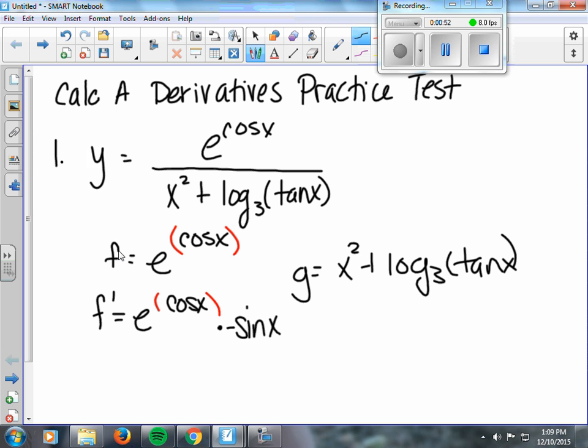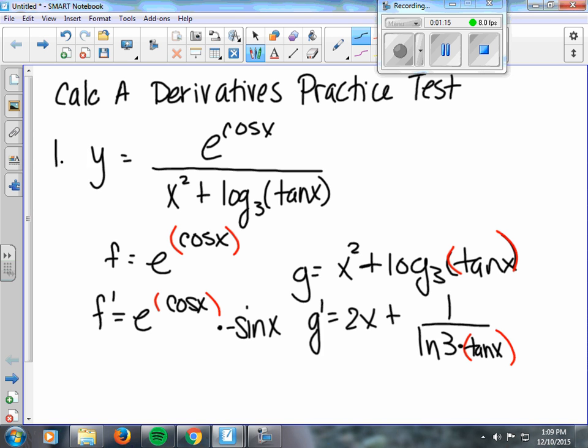Then for g, I'm going to do the derivative of g. The derivative of x squared is 2x plus, now I have a logarithm. This logarithm is log base 3. So the derivative of a log base 3 is 1 over the natural log of 3 times whatever I took the logarithm of. That is tangent of x. And now I'm going to multiply by the derivative of the inside of the logarithm.